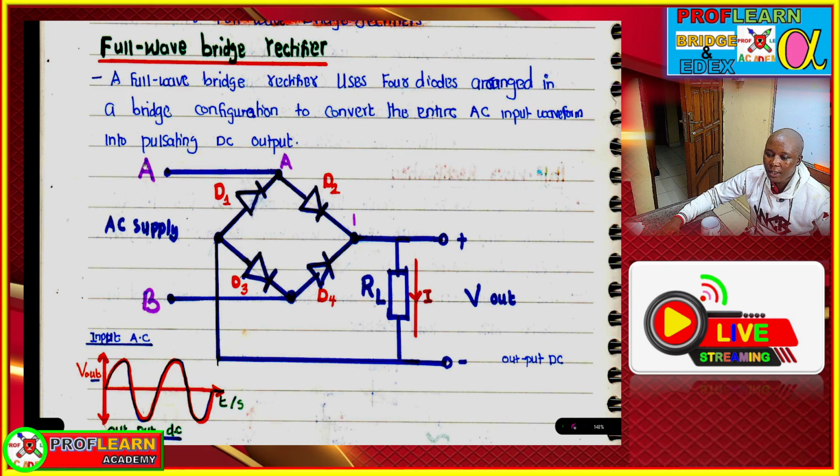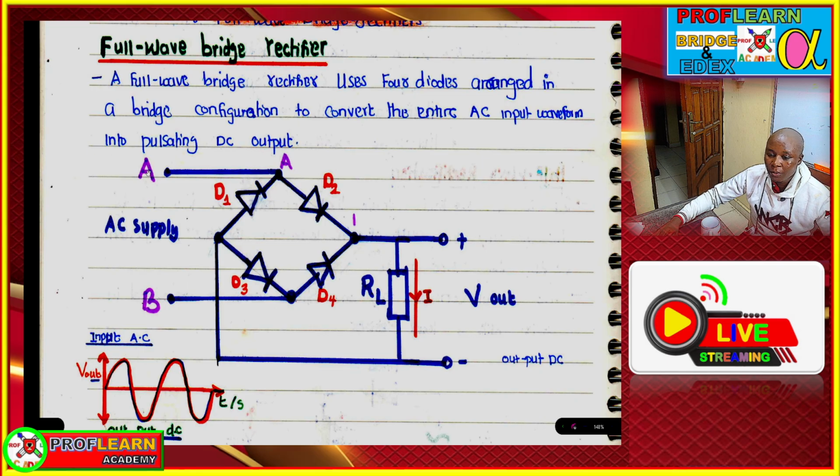So when current is moving in such a way that here we have positive and this point we have negative, D2 and D3 are going to be forward biased. So current will flow from A to this point, flow through this because it's forward biased. Current will pass through the resistor. It will go back to this point. It will pass through D3, then it will go back, and that's going to make a full cycle.